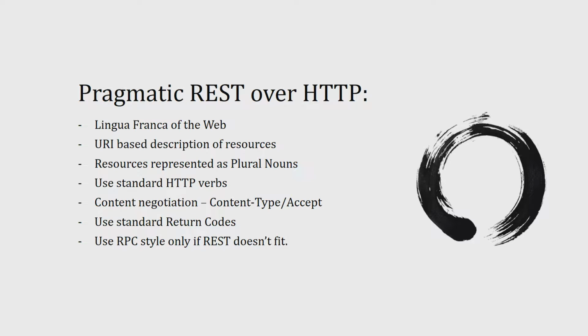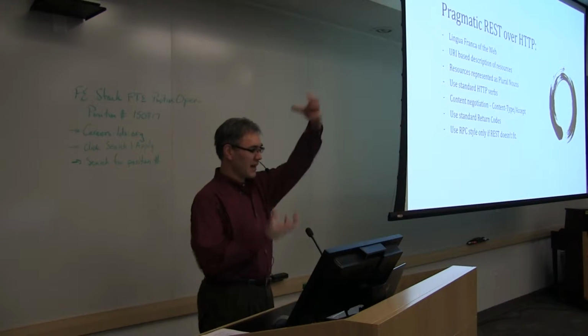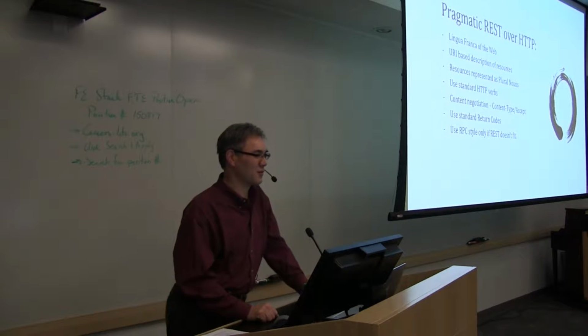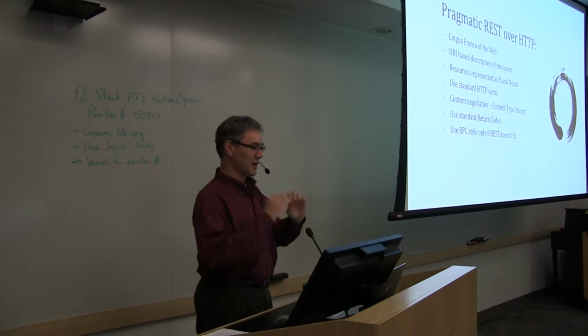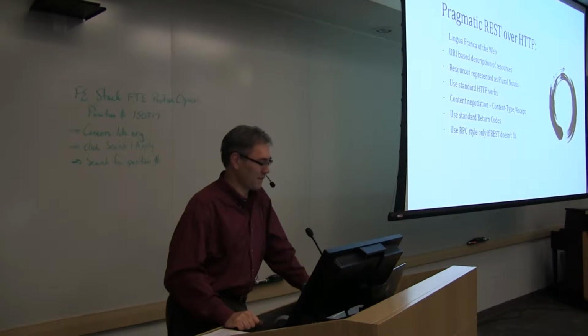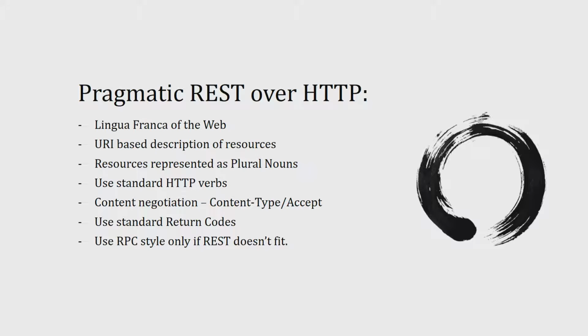Use standard return codes. Also, don't do this, and we've made this mistake in the past, right? Where everything comes back as a 200, it's a success, and you have to unpackage the contents to see that it was actually a failure. Don't do that. I remember we had something for a while called JsonWrap, where we'd wrap every artifact that comes back with a payload and a message and a code. Well, you don't need to do that. The standard HTTP verbs and those return codes are designed to do that for you. Finally, use RPC style if REST doesn't fit.